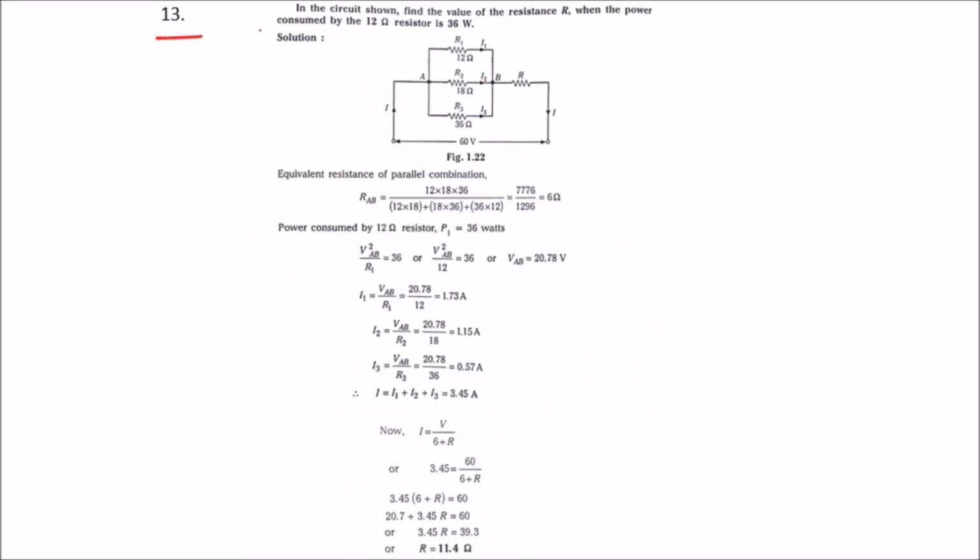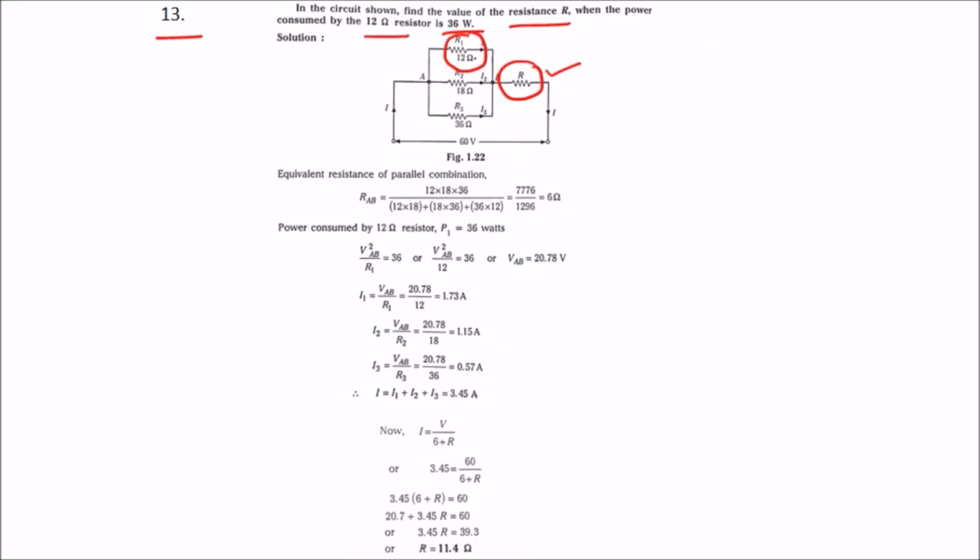Problem number 13. In the circuit shown, find the value of resistance R when the power consumed by the 12 ohm resistance is 36 watt. So here there are three resistances which are connected in parallel, and this combination is connected to a resistance R in series. So here we have to find out the value of R. They have given the power across R1.